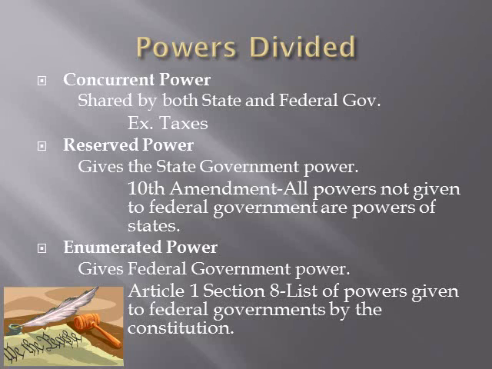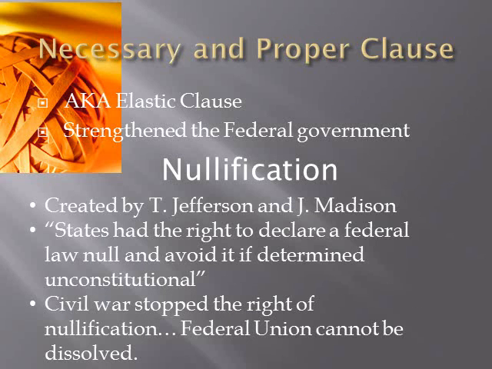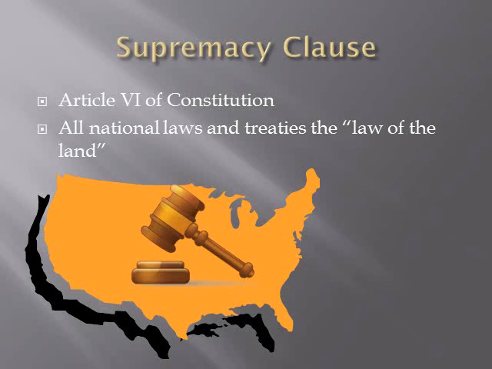Reserved powers, which are stated in the 10th Amendment, are powers that are given to the states. Enumerated powers give the federal government power, and they are listed in Article 1, Section 8 of the Constitution, which lists powers given to the federal government by the Constitution. Necessary and proper clause. It is also known as the elastic clause and strengthens the federal government. The supremacy clause states that the federal government has supreme say over all, and they have the final say.